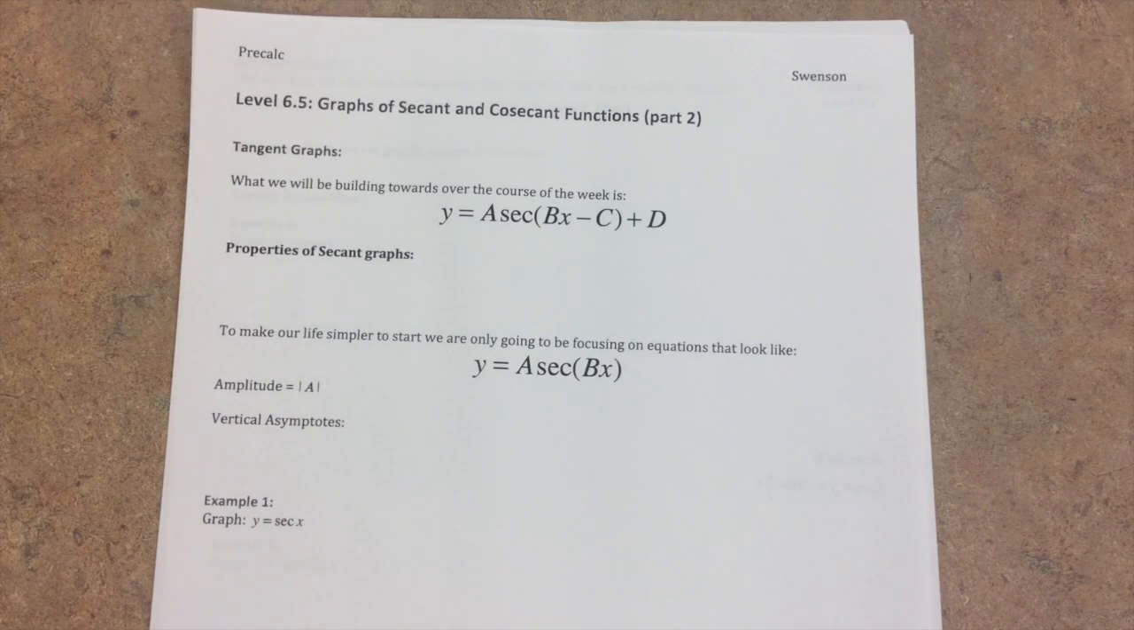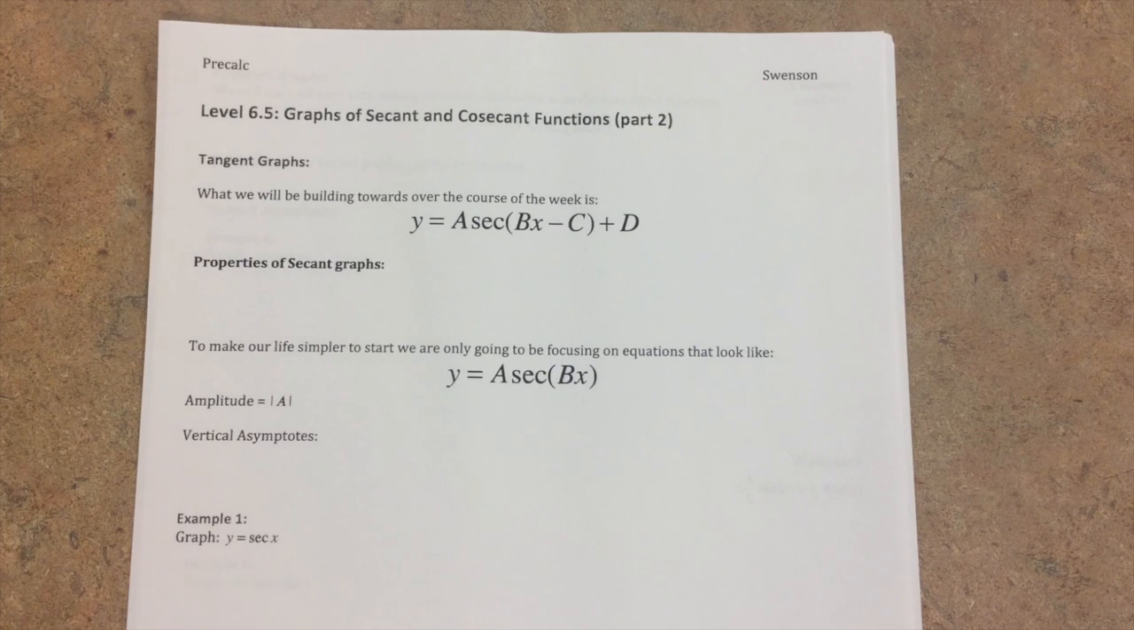So with 6.5, we're going to be talking about a lot of the reciprocal functions, and then we're going to finish up with tangent. I'm saving tangent for last because oftentimes students find it to be the most difficult. Tangent and cotangent, where do you put the vertical asymptotes? So we're going to start with secant and cosecant.